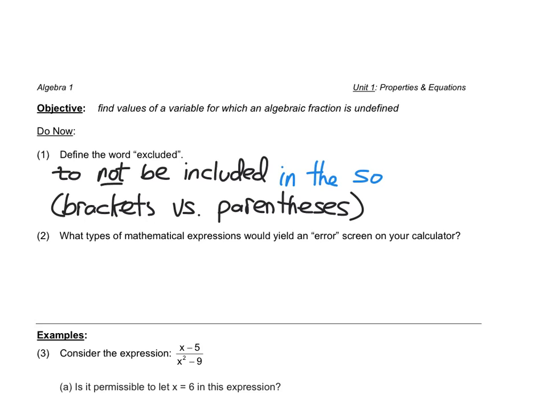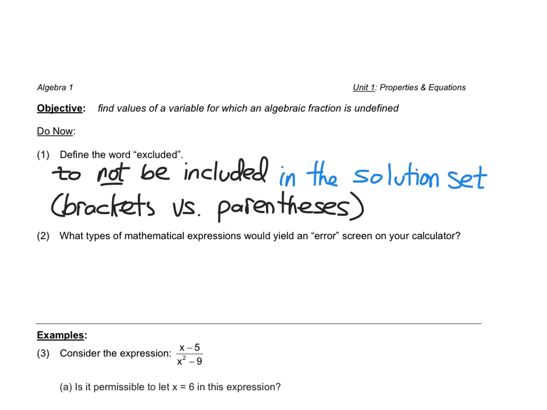And so to be more general, I'll say the solution set, because maybe we're not talking about specifically an equation. Maybe we're talking about something else. All right? So in general, to be excluded is to not be included. But in a mathematical sense, it has to involve numbers in some capacity. So what types of mathematical expressions would yield an error screen on your calculator?